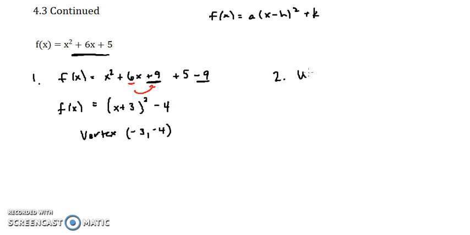Now the second method, remember we're going to use negative b over 2a. Alright, so when we look at this, a is equal to 1, that's our coefficient right here, and we've got b is equal to 6. Okay, so plugging those in, we're going to have negative 6 over 2 times 1.